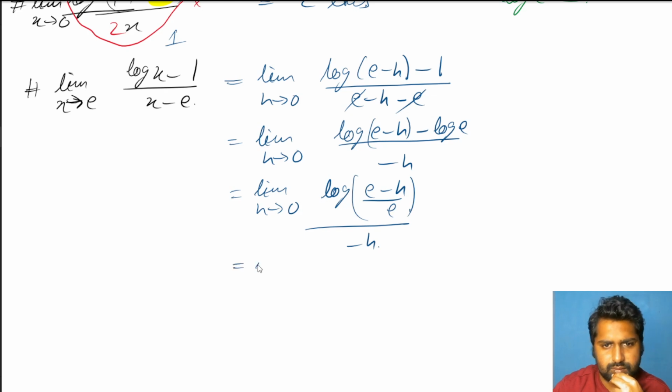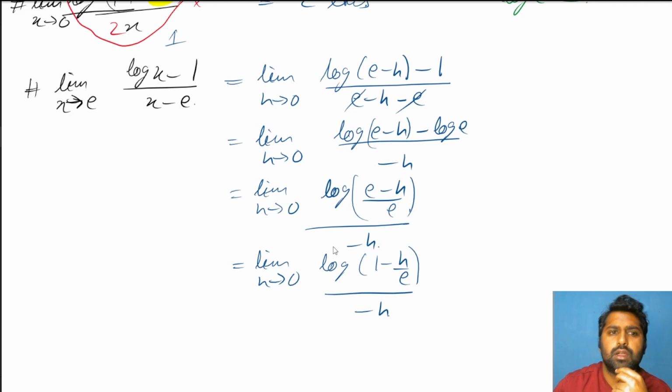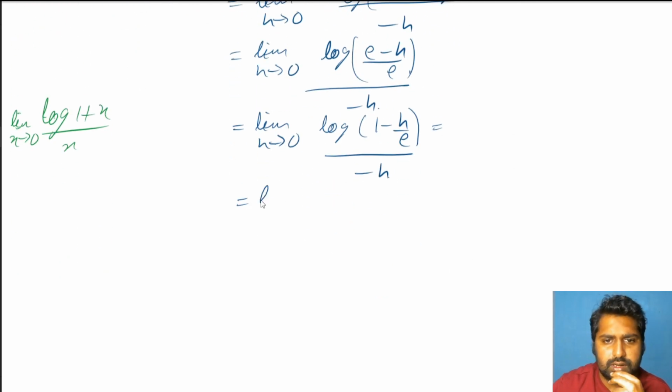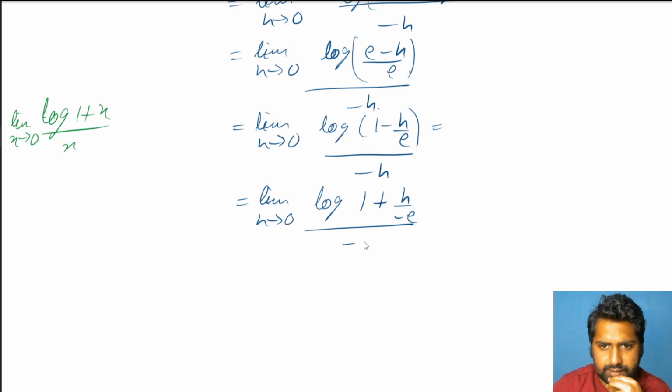upon minus h. Let's rewrite again. Limit h tends to 0, properties are used. So log, I can split the numerator, so it becomes 1 minus h by e, upon minus h. Now remember, first of all, let's relate the property. The property was log 1 plus x upon x, limit x tends to 0. So first of all, plus has to be there. There is a negative, so we have to readjust now. So I'm rewriting this. Limit h tends to 0 log of 1 plus h by minus e upon minus h.